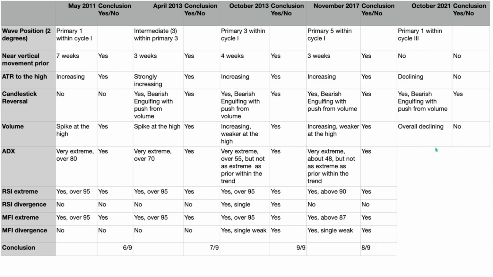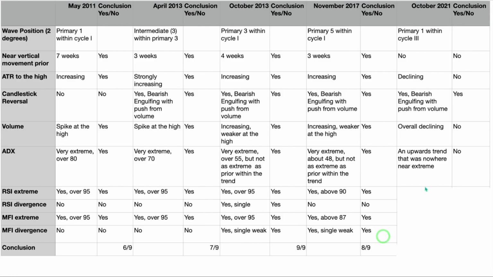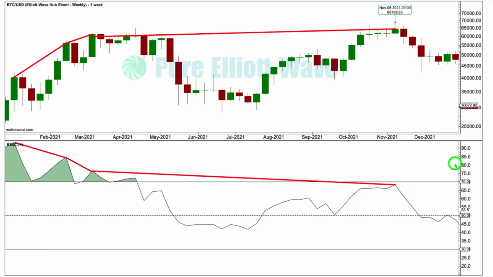Overall volume declining at the end, ADX declining, indicating no clear trend. At the end of that bull market, there was no extreme trend. There is actually no trend indicated. So no, that condition wasn't met. Volume wasn't increasing, no blow off top.